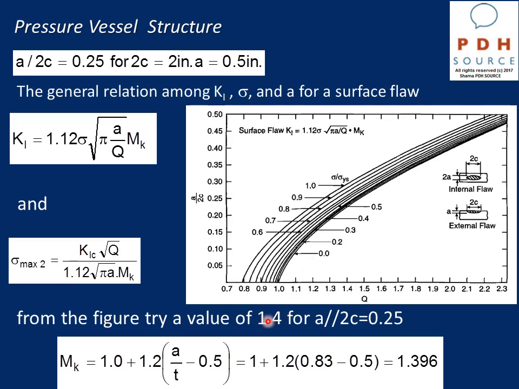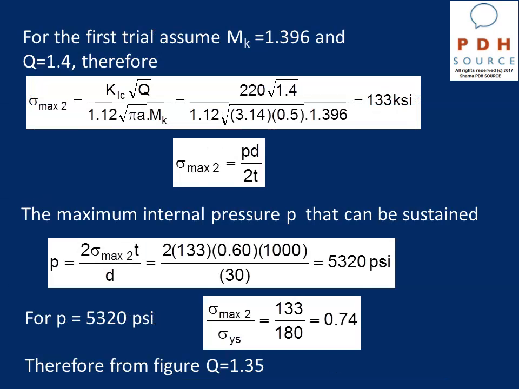And Mk can be calculated directly, equal to 1.396. a over t is given to us. So for the first trial, we are assuming that Mk equals 1.396 and Q equals 1.4. We calculate the maximum stress. If we plug all these into the equation, it equals 133 ksi.